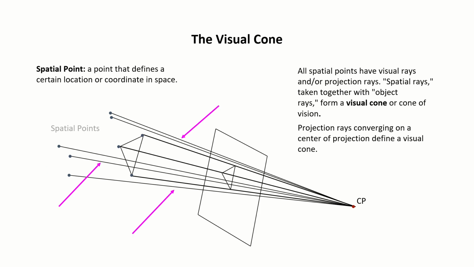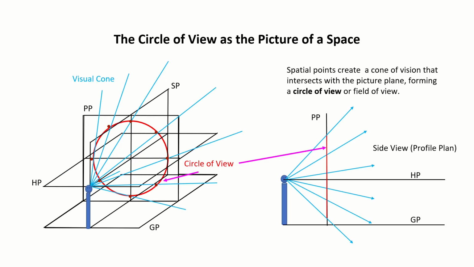Spatial points have their own projection rays called spatial rays. Spatial rays, together with the projection rays of an object, which we can call object rays, form the visual cone. The visual cone is projected onto the picture plane as a circle, called the circle of view. The tip of the cone of vision coincides with the center of projection, situated within the observer's head. Here is an outside view of the visual cone incorporated into the perspective model. The visual cone extends outward from the center of projection, projecting the circle of view onto the picture plane.